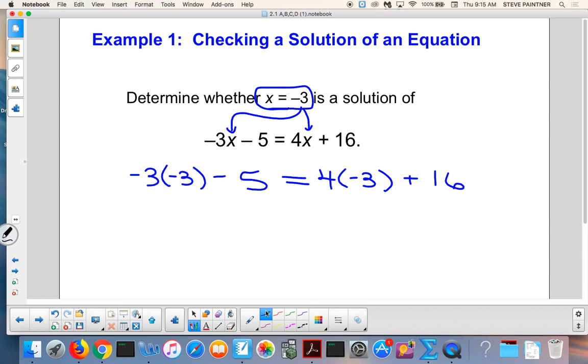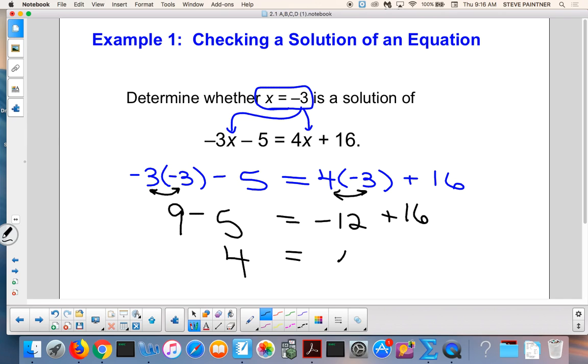What did you do first on the left side? Yeah, you used your GEMDAS, your order of operations. Multiply. What do you get? 9. Take away 5 is 4. Bring down the equal sign and work the right side. Now the right side you'll do what first? Multiply, yep. And get what? -12 plus 16 is 4. 4 equals 4 is what? That's true. So what are you going to say here? Yes. Right?